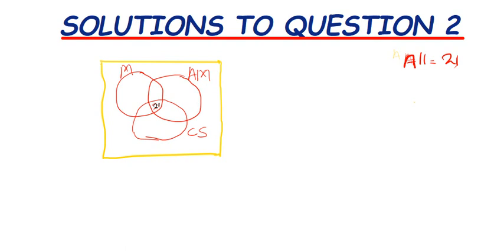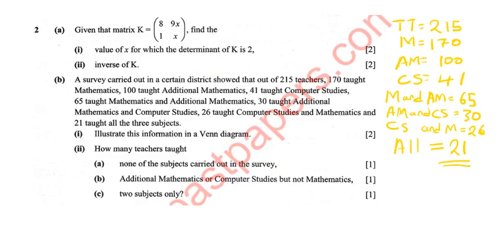Yeah, like that. So 21 taught all the three subjects. Now, since this is our key, we go back to the question, to the data that we collected. We cannot start at mathematics in order to fill in the information. It will be very difficult for us. So it's better for us to start at this level, because it will be easier in that case.